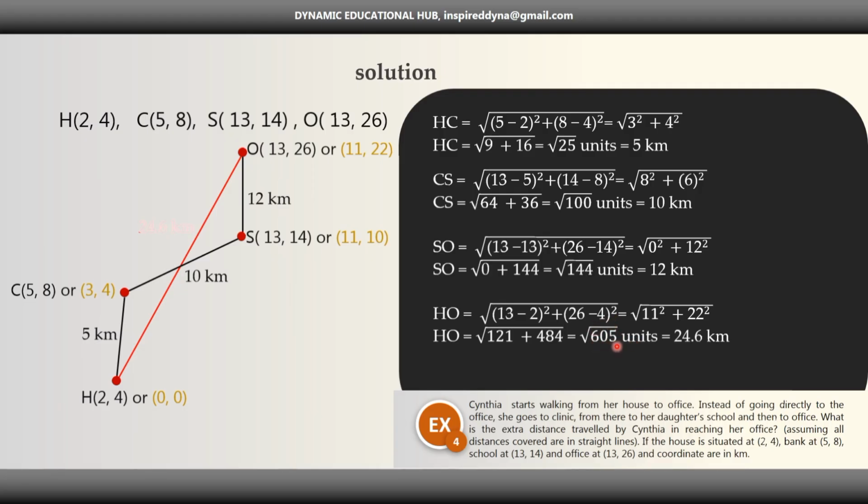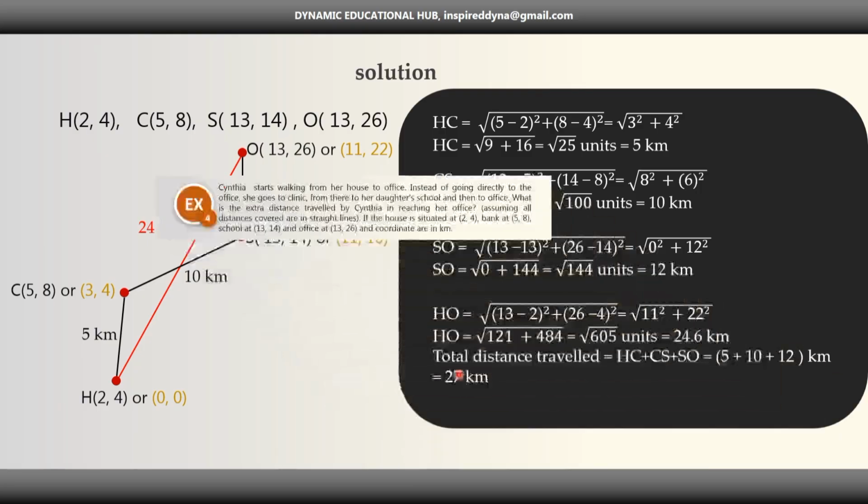What is square root of 605? That is 24.6 kilometer. This is the supposed distance from Cynthia's house to our office. Now, how do we find the distance covered? It's quite simple. We need to calculate the total distance traveled by Cynthia, and that is going to be HC plus CS plus SO, house to clinic plus clinic to school plus school to office. So we have 5 plus 10 plus 12 kilometer, and that is 27 kilometer. 5 plus 10, that's 15. 15 plus 12, that's 27. 27 kilometer is the total distance traveled by Cynthia.